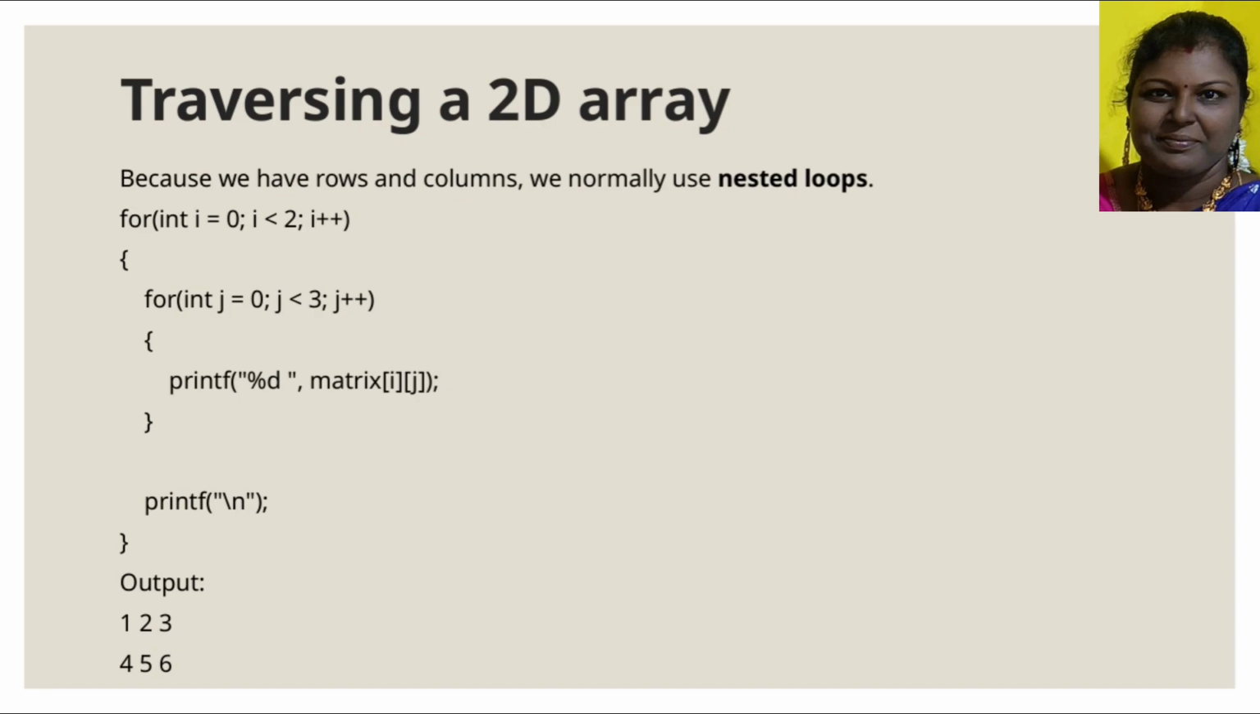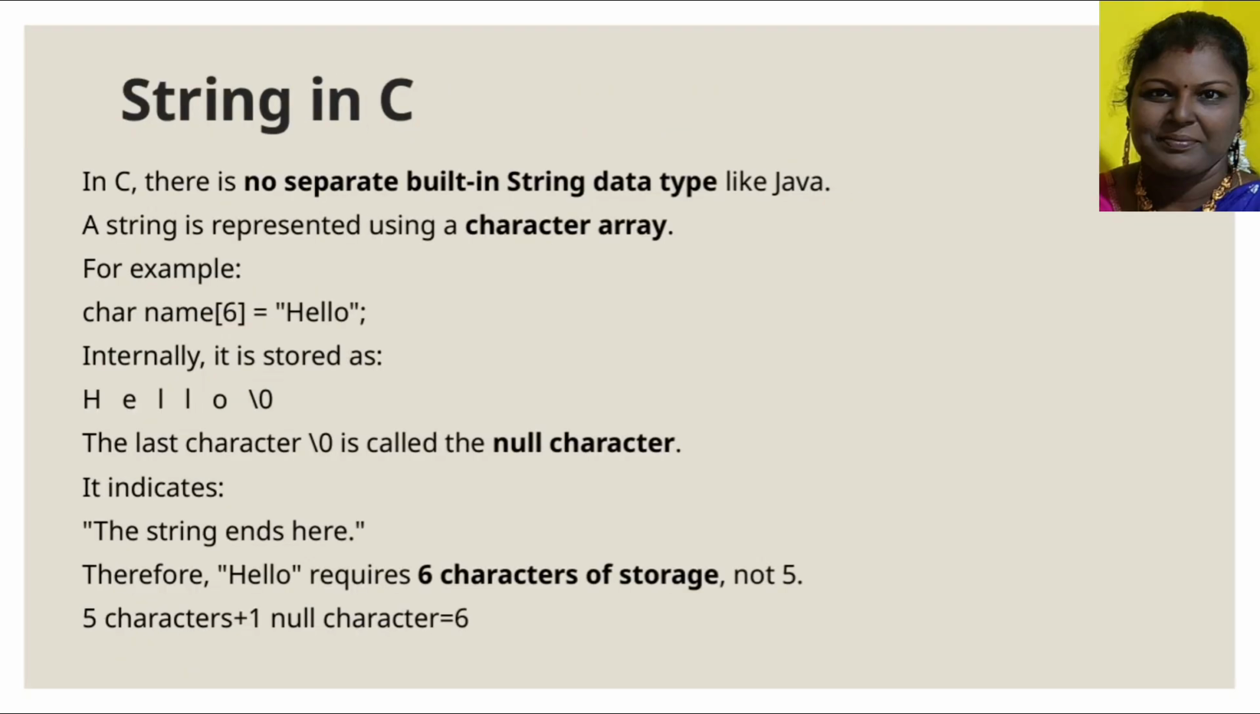In C, strings aren't a separate data type like in Java. Instead, they're just arrays of characters. For example, if we declare a name with 6 characters to hold hello, it actually stores each letter plus a special null character at the end. This null character, written as \0, tells the program where the string ends. So even though hello has 5 letters, it needs 6 spaces in memory to include that invisible end marker.